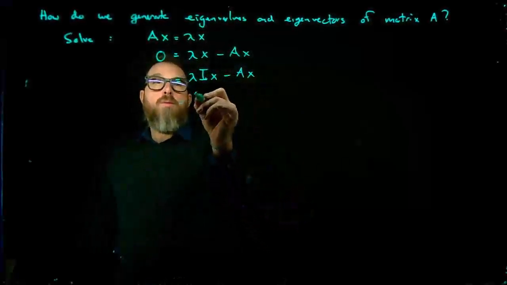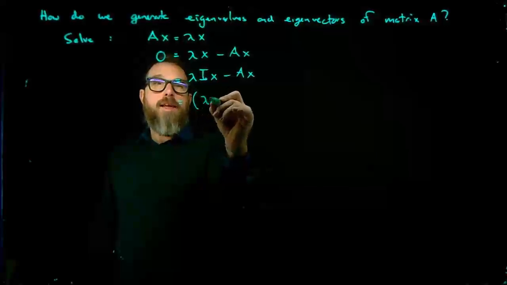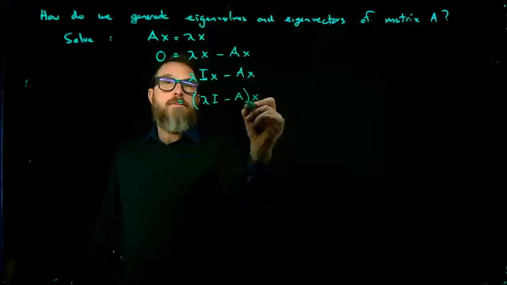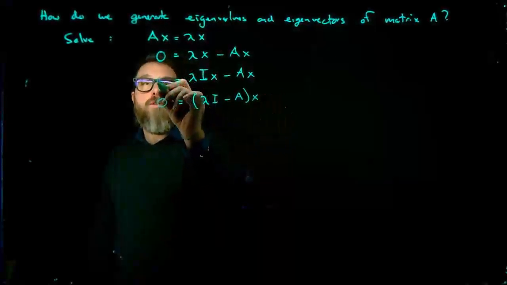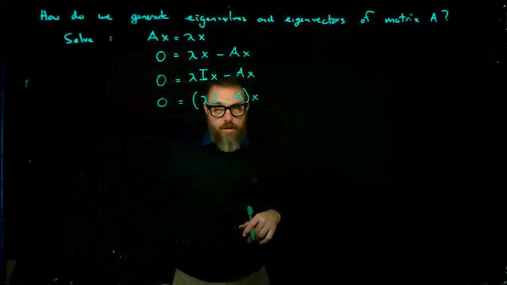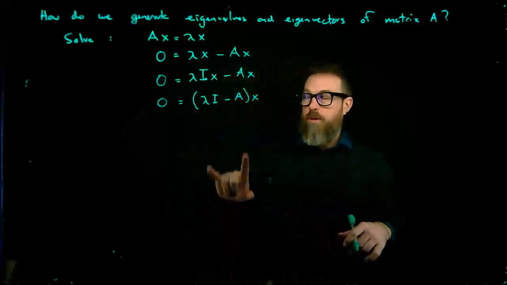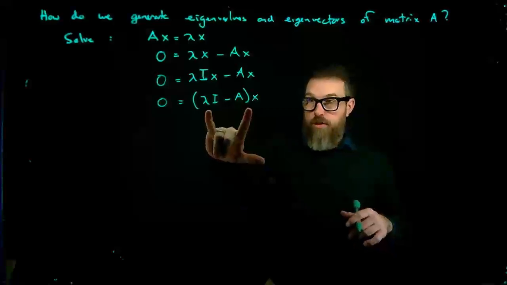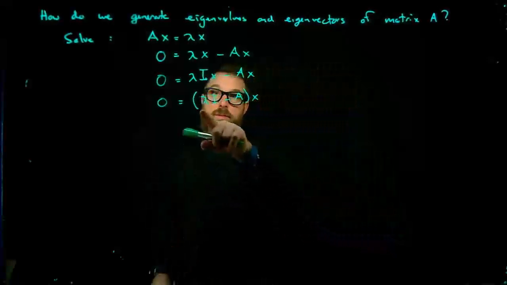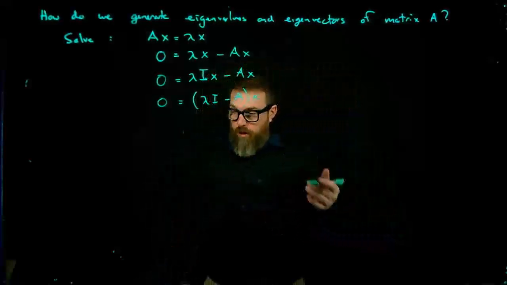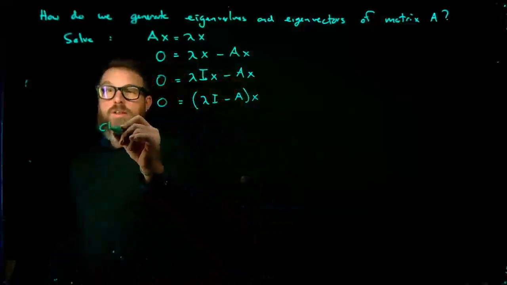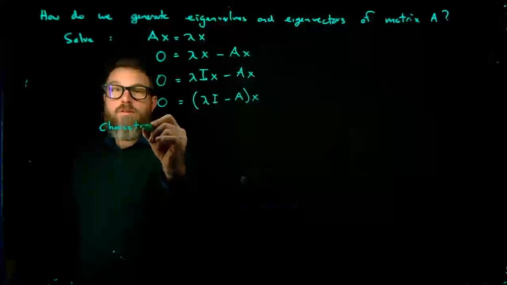So now when we factor out our x, I'm going to have lambda I minus A times x equal to 0 over here. So essentially what I'm trying to do is find the null space of this new matrix, and this new matrix is lambda I minus A, and we're going to call this the characteristic matrix.